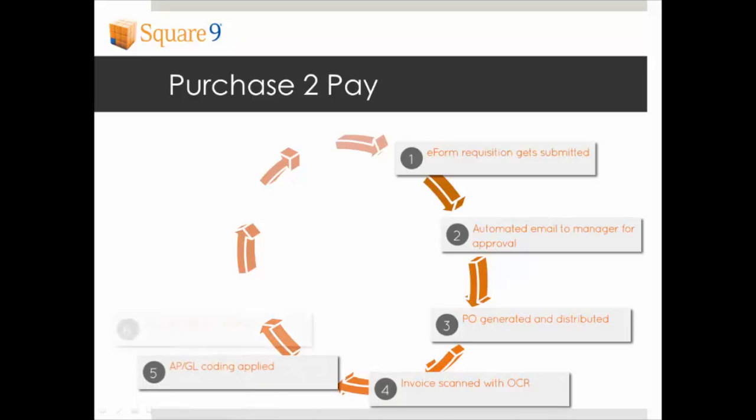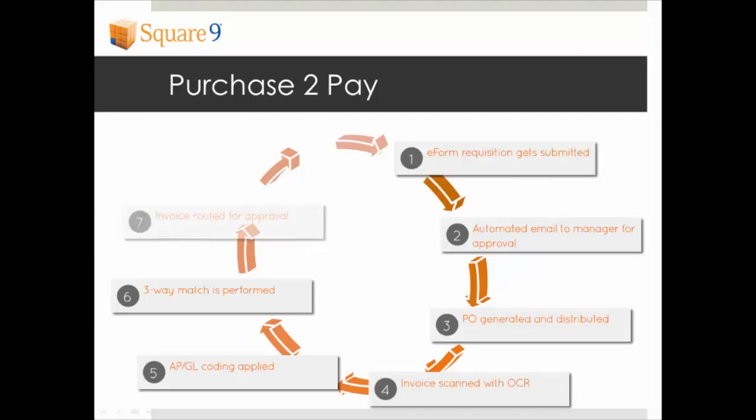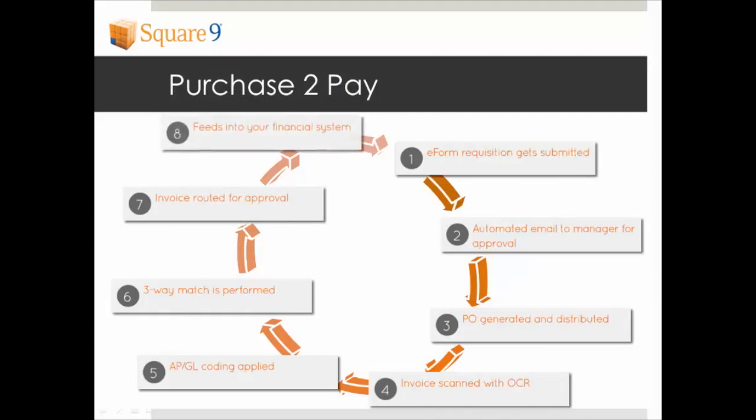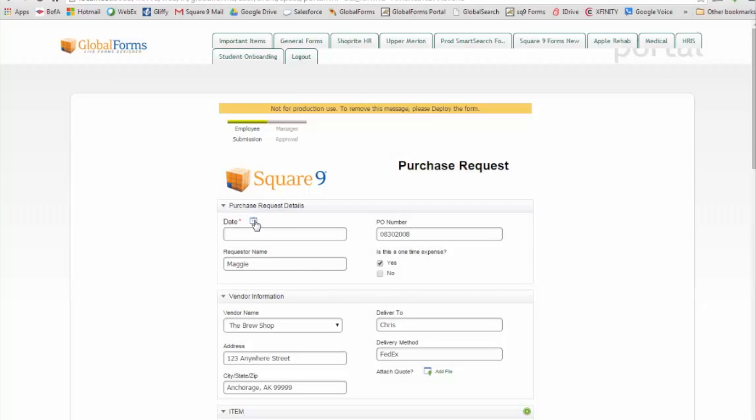Combined with specialized workflow tools, Purchase to Pay also handles routing, matching, approval, and distribution of both purchase orders and invoices. Once your process is complete, the records are archived for future reference in full compliance with all IRS mandates.